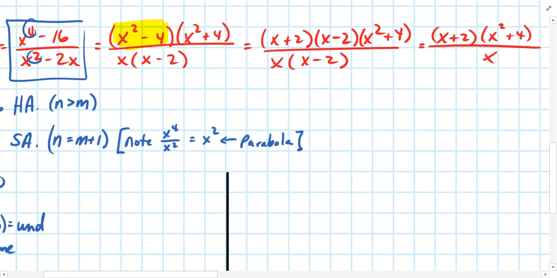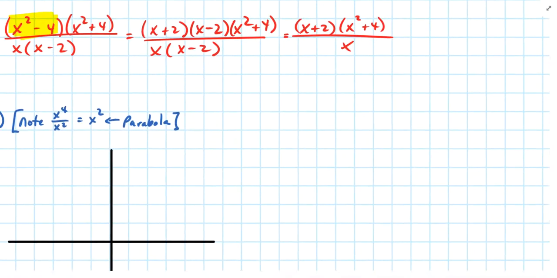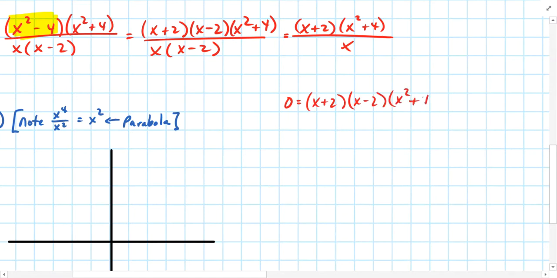So when does the numerator equal 0? Well, for this one, I like to look at the factored form before any of our factors canceled, although it may not make a big difference, but just out of habit, I always look at this one right here. So we know that 0 would equal x plus 2 times x minus 2, times x squared plus 4. So when any of these factors equals 0, then the entire expression will equal 0.